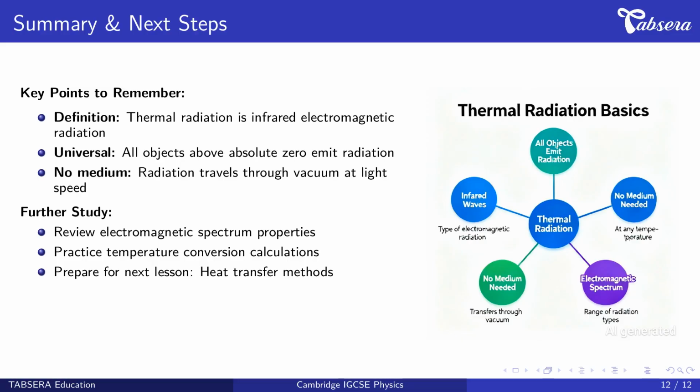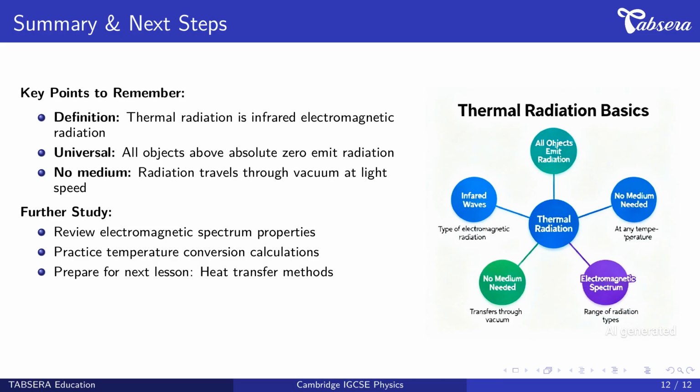Let's summarize today's lesson on thermal radiation basics. The key points to remember are: first, the definition. Thermal radiation is infrared electromagnetic radiation emitted by all objects due to their temperature. This radiation has wavelengths longer than visible light but shorter than radio waves.